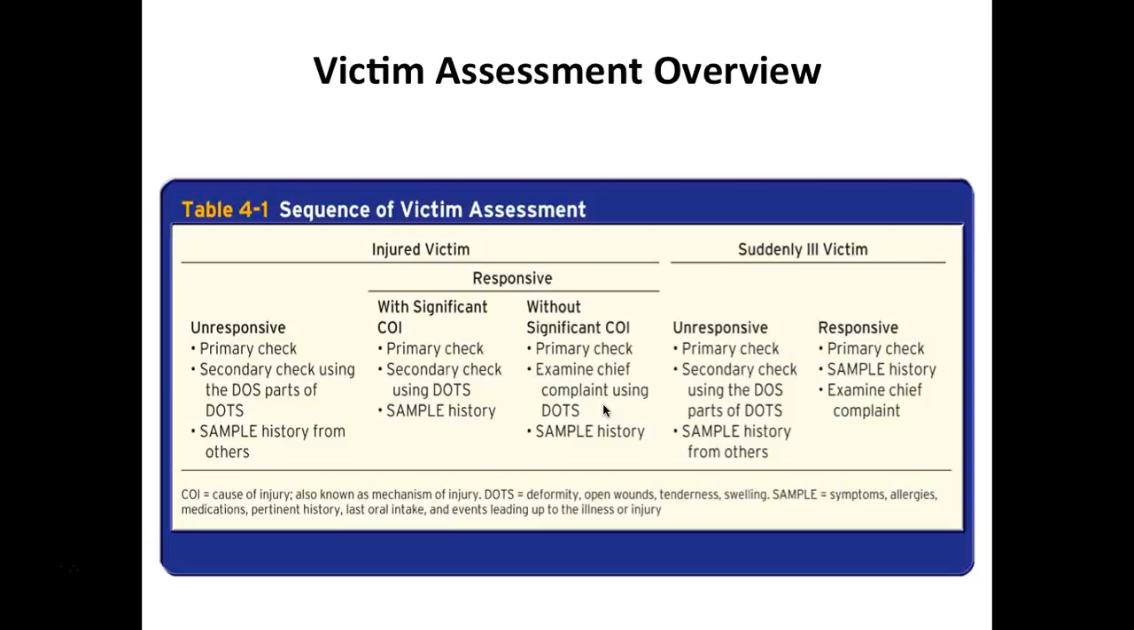Let's say they're responsive with significant COI, cause of injury. Okay, so there's a significant cause of injury. Here are your steps: a primary check, secondary check, DOTS we'll talk about, and then SAMPLE history we'll talk about. Without significant cause of injury, primary check, examine the chief complaints, and then SAMPLE, answer those questions.